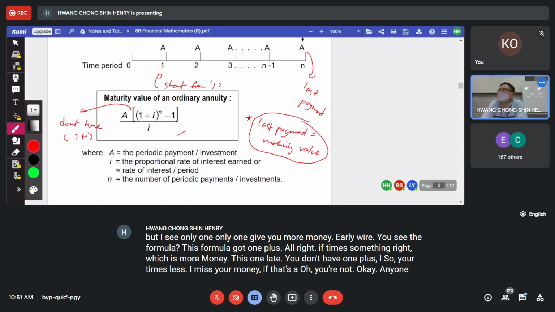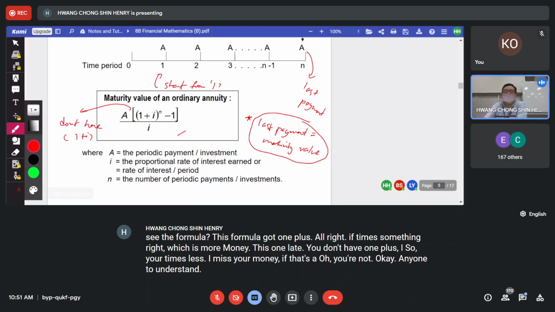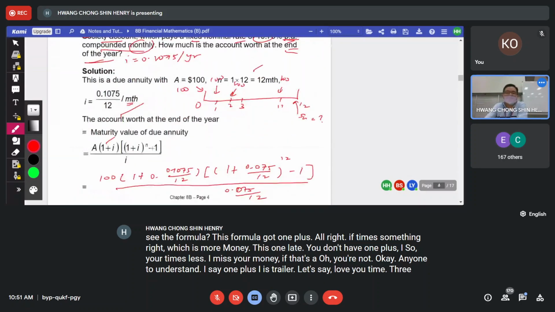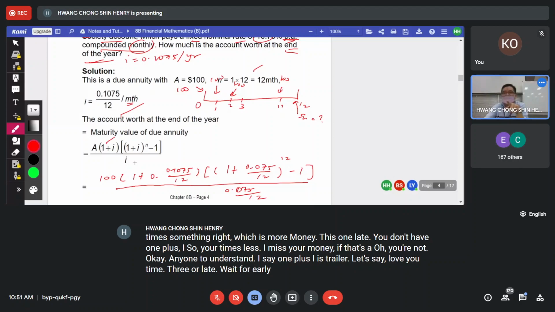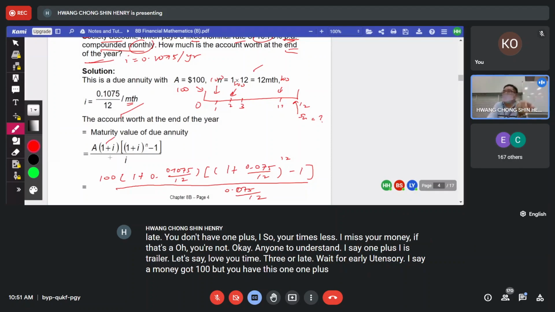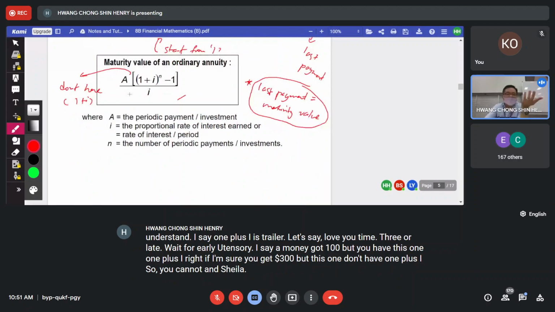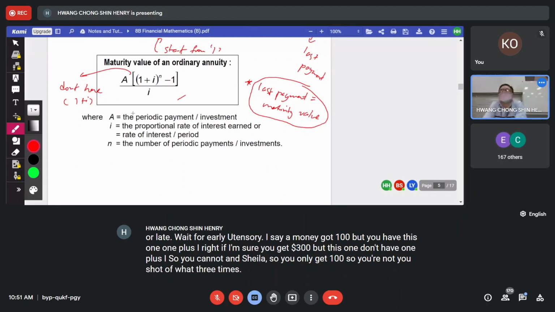Anyone don't understand? Let's say 1 plus I is 3. You times 3 for early. Let's say your money you got 100, but you have this 1 plus I, right? You times 3, you get 300. But this one doesn't have 1 plus I, so you cannot times 3. So you only get 100. See or not? You are short of what? 3 times.